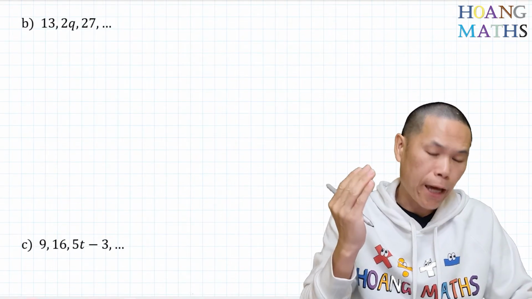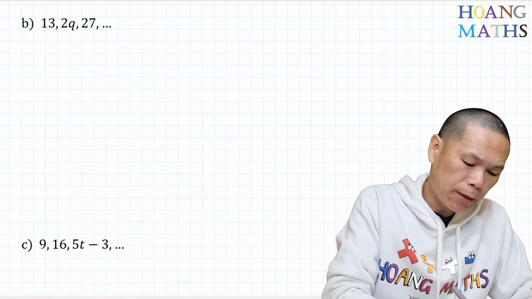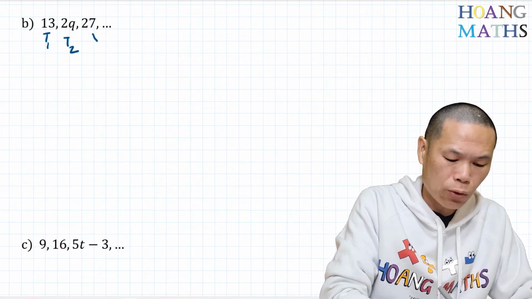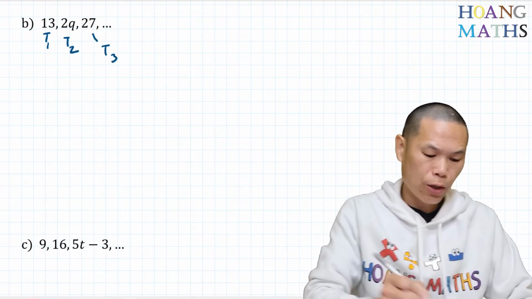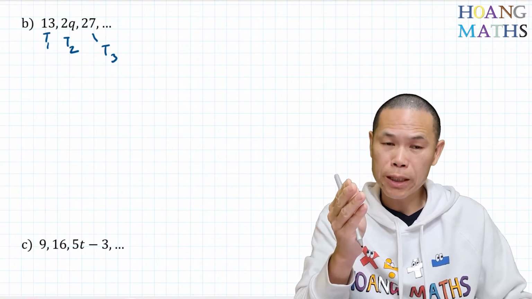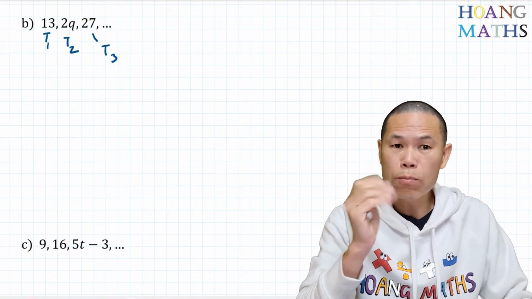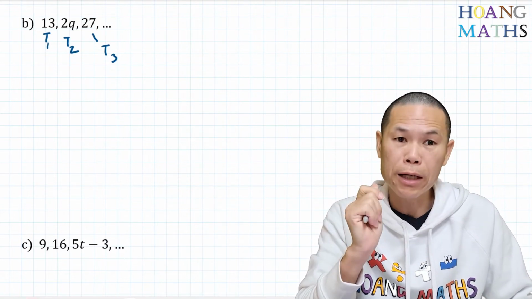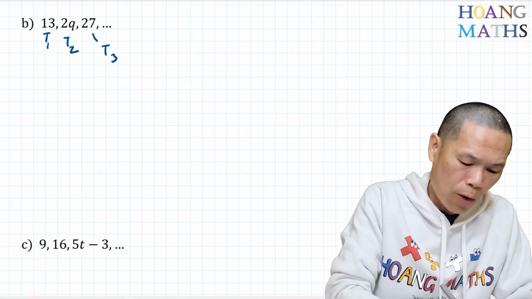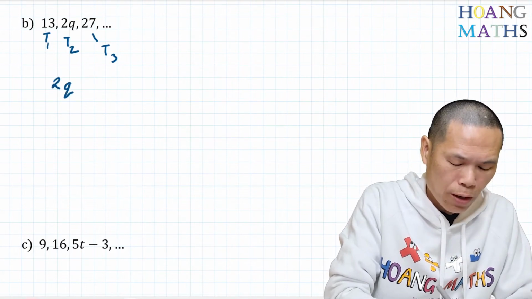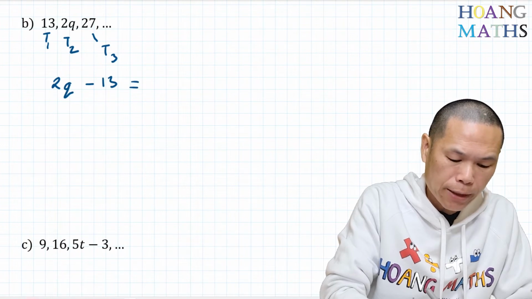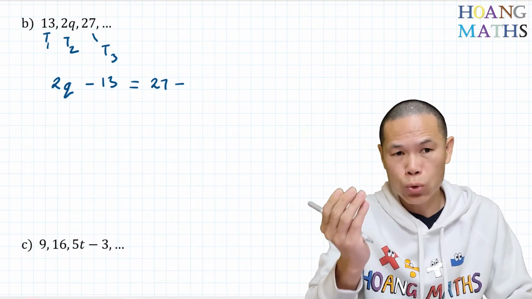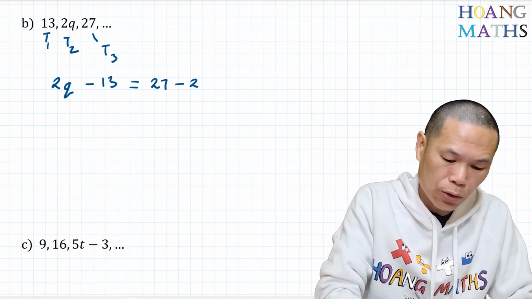Part C. Again, term 1 is 13. Term 2 is 2q, and term 3 is 27. So because it's an arithmetic series, we just go term 2 minus term 1 will give us the difference. So it's the same as term 3 minus term 2. So term 2 minus term 1 is 2q minus 13. It's the same as term 3, that is 27, minus term 2. So term 2 is 2q. So let me just write this down, 2q.